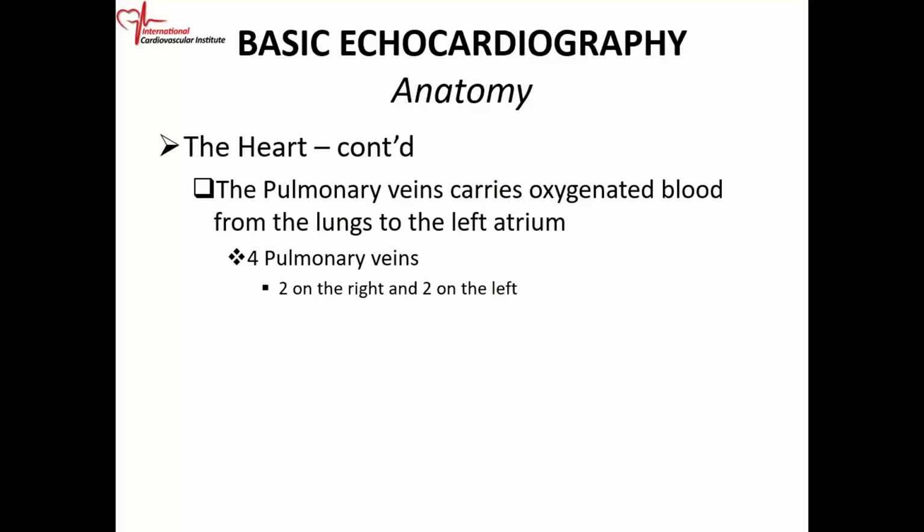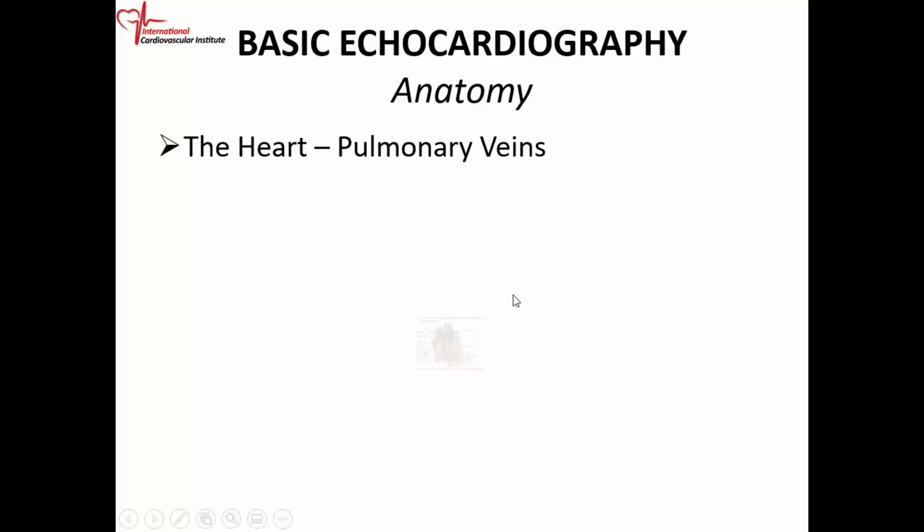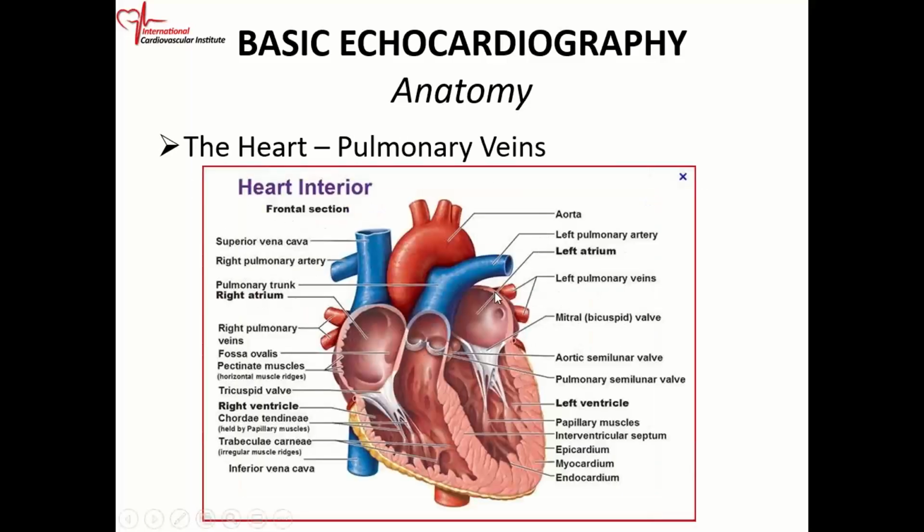In the echo lab, you have to identify them. You have a congenital situation where sometimes the pulmonary veins are not where they're supposed to be located. So you have to know how to find them. Anyway, there are 2 pulmonary veins on the right side and 2 on the left side, the upper and lower. So again, a cartoon looking at the inside of the heart.